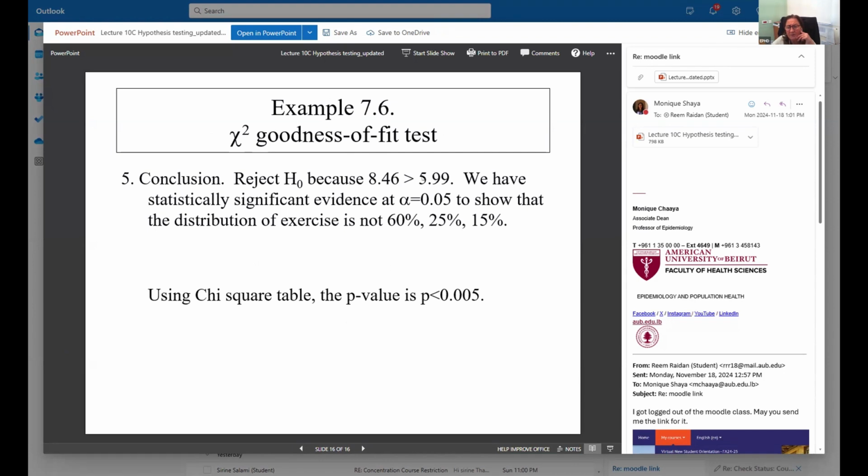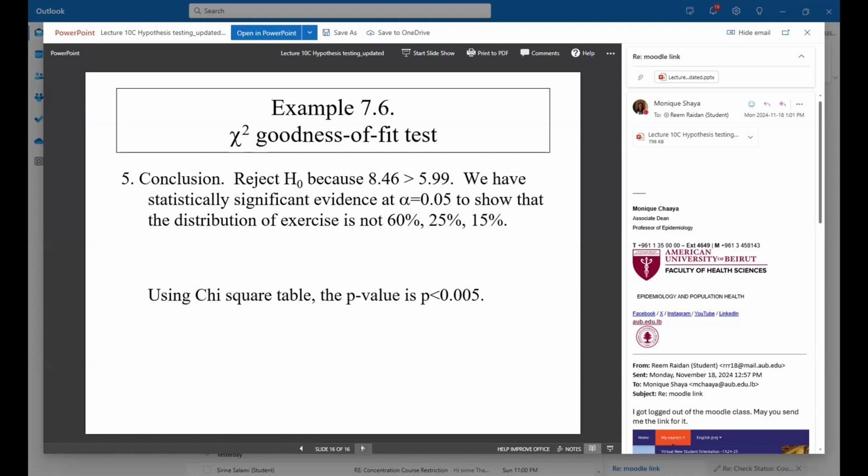If it is bigger, this means that my data does not support H0, it means that my data does not follow the 60, 25, 15%. So my data does not fit the H0 distribution, and therefore it is different. So we say that we have statistically significant evidence at alpha 0.05 to say that the distribution of exercise is not 60, 25, and 15. This is what we call a chi-square goodness of fit test.